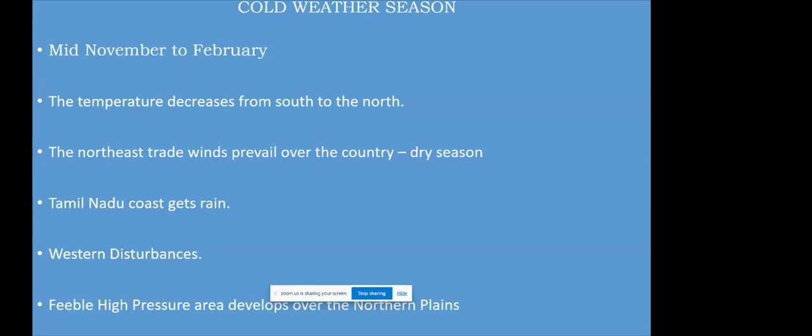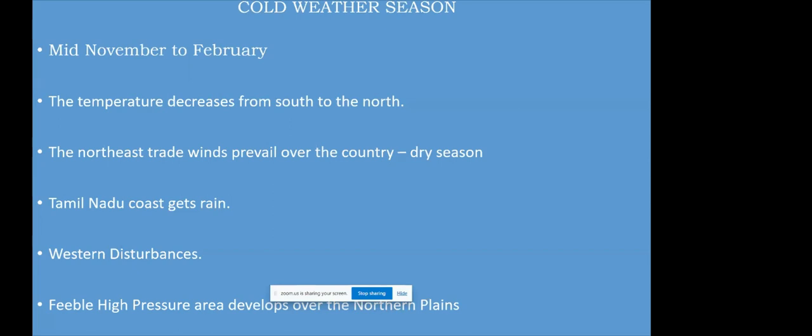Now let's come to hot weather season. We can also call it summer. Which are our summer months? March, April, and May. And in winter, where do we experience high temperature? In the southern part of India. So the heat belt is in the south in winter. But when you come to summer, the heat belt shifts to the north. Can you tell me why?